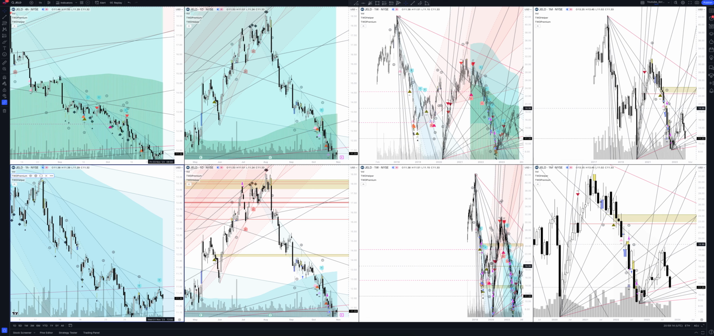Today we will take a look at Jeld-Wen Holding Inc. stock. Let's analyze the market situation and find out how you can make money on it. Let's start.